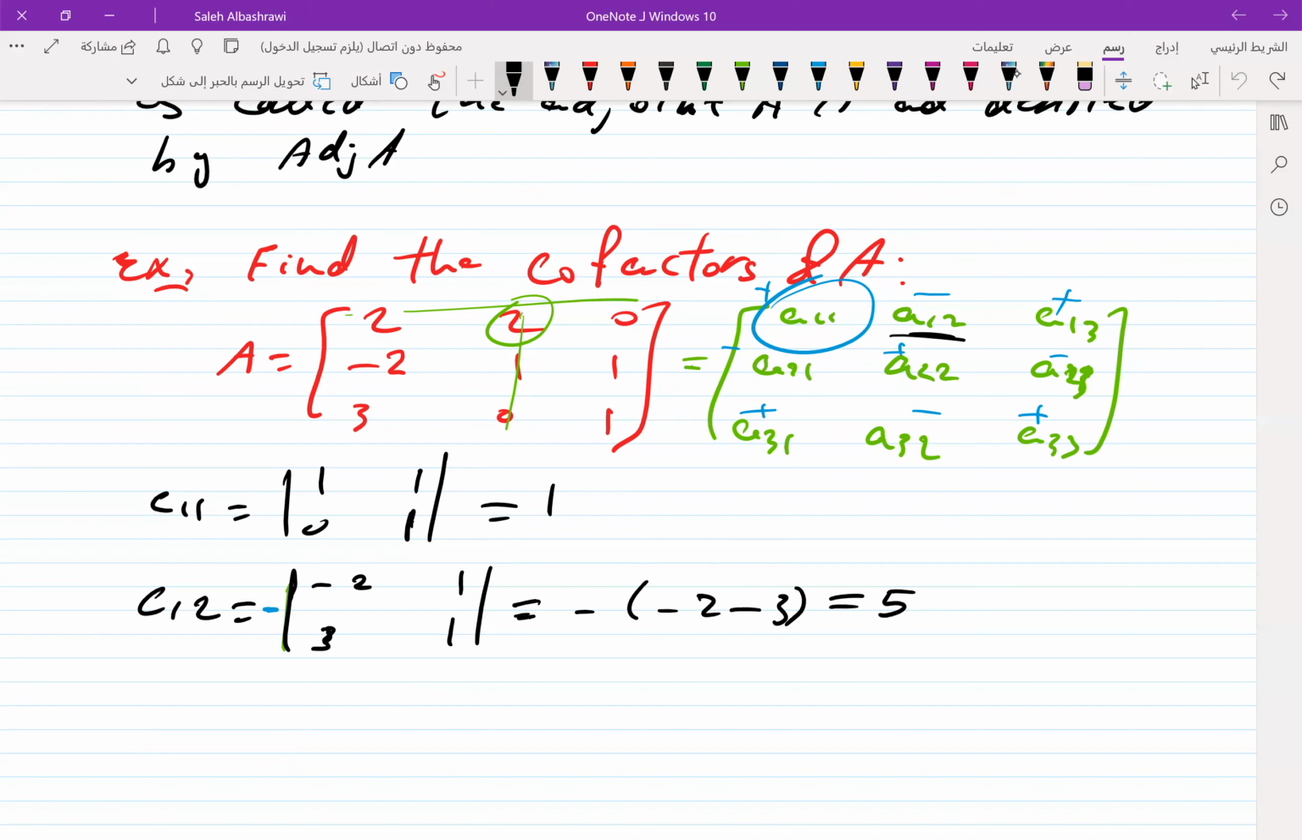C13 is equal to, crossing out the first row and third column, the determinant of minus 2, 1, 3, 0. That will be minus 3.